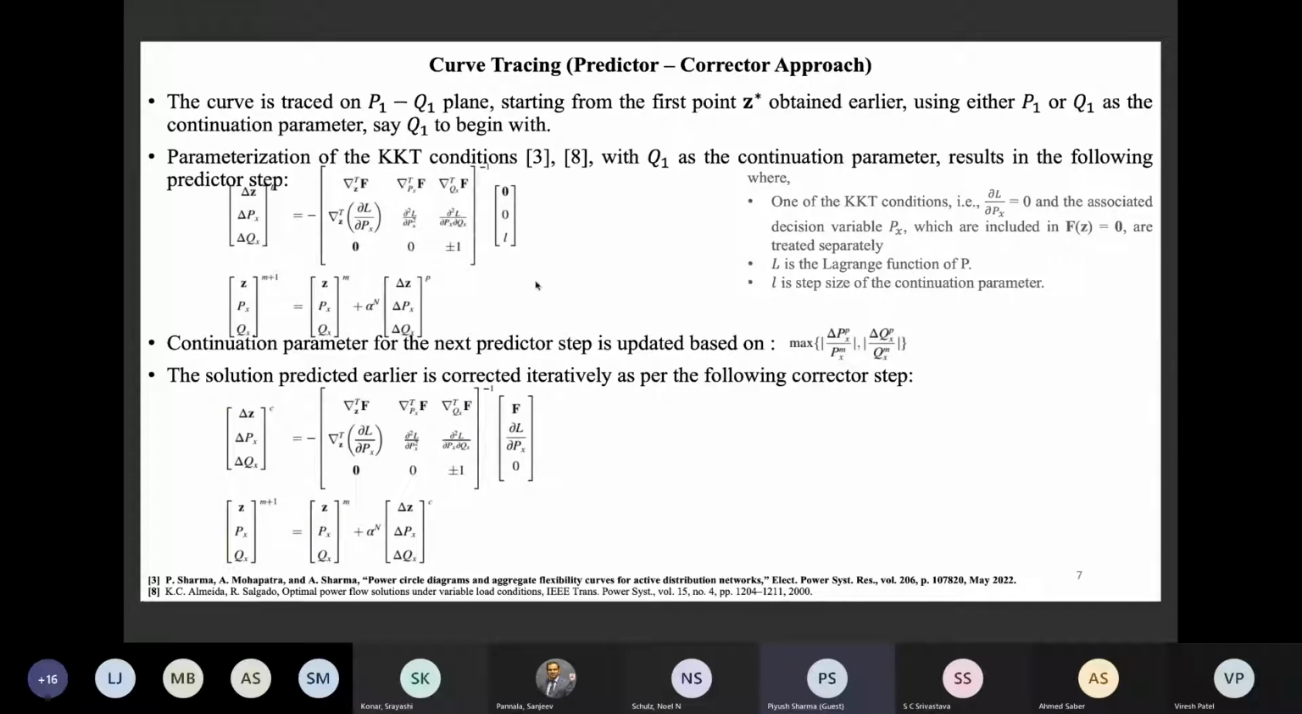So first we predict the solution by parameterizing the KKT conditions, determine the continuation parameter for the next predictor step, and then we correct the solution to get the optimal solution, which is very adjacent to the previous solution. And we do this continuously. This predictor corrector exercise is performed continuously till the entire curve is traced.